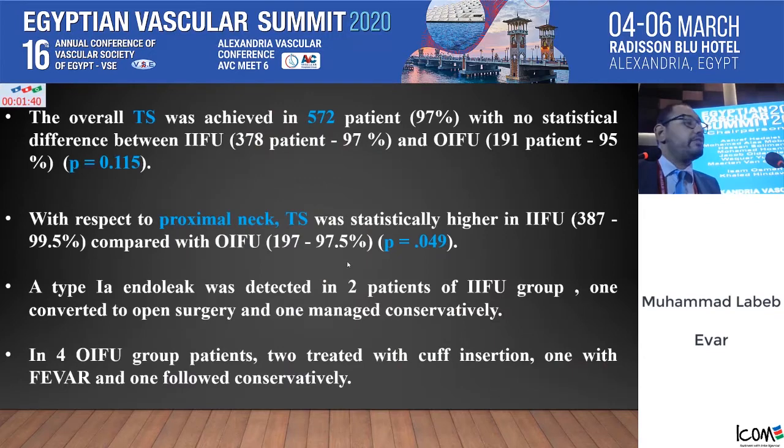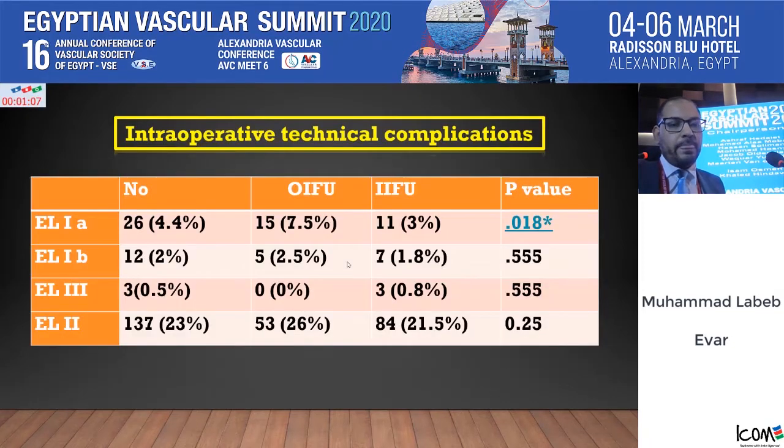Our overall technical success was achieved in 578 patients with no statistical difference between both groups. But regarding the proximal neck technical success, there is a statistically significant difference. Type 1A endoleak was detected in a couple of patients of the inside instruction for use group; one was converted to open surgery and one managed conservatively. In the outside instruction for use group, 4 patients had type 1A endoleak: 2 treated with cuff insertion, 1 with fenestrated EVAR, and 1 followed conservatively.